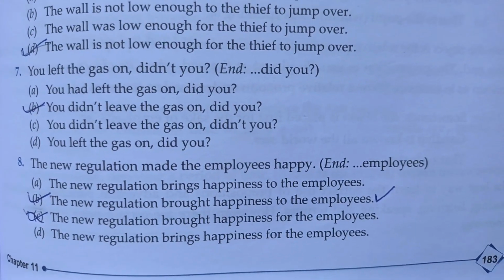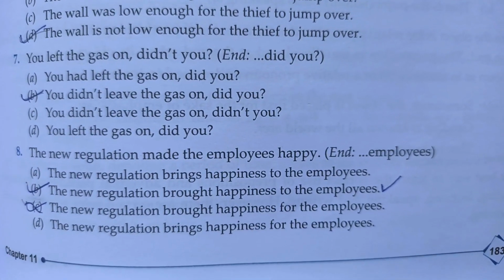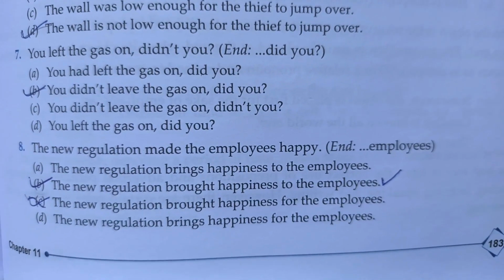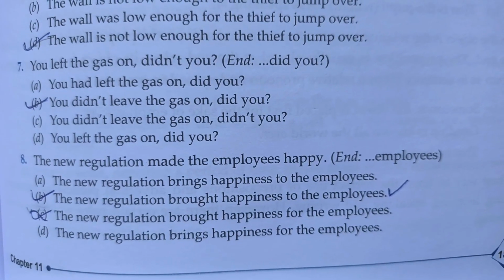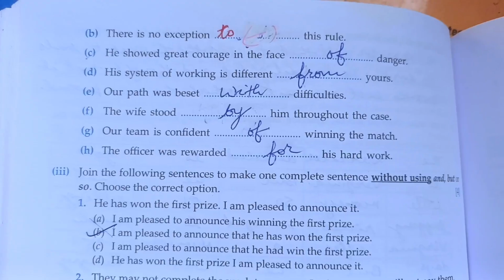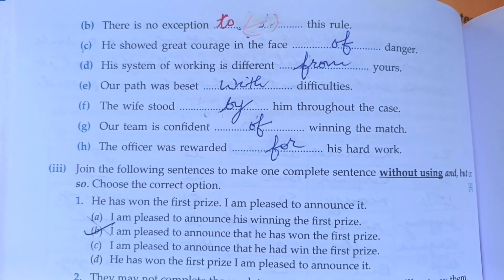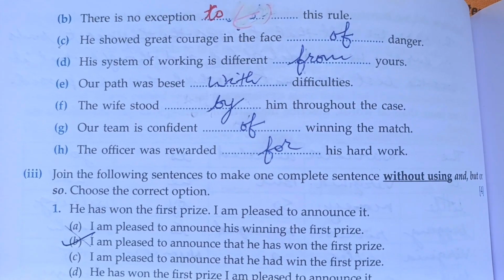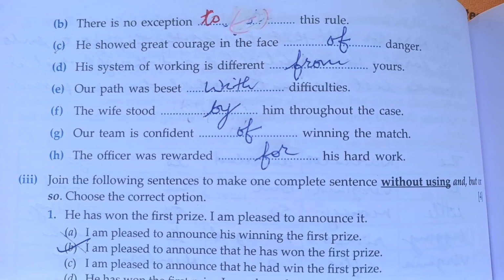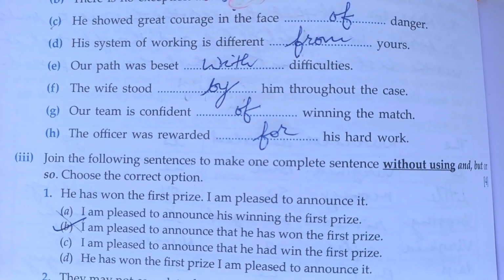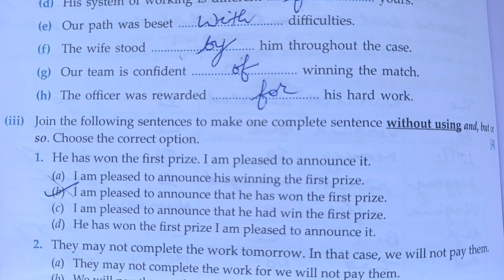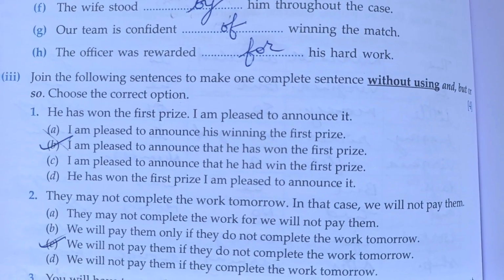Number 8. The new regulation made the employees happy. So here option B is correct. The new regulation brought happiness to the employees. Next, from practice paper 12. He had won the first prize. I am pleased to announce it. So here option B is correct. I am pleased to announce that he has won the first prize.